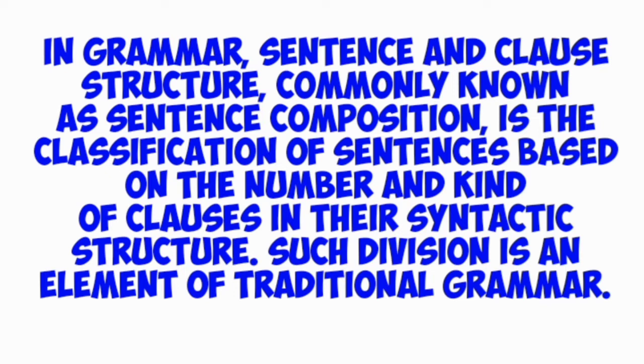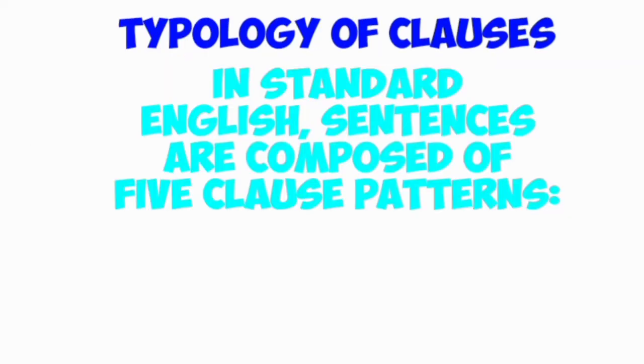So in grammar, sentence and clause structure, commonly known as sentence composition, is the classification of sentences based on the number and kind of clauses in their syntactic structure. Such division is an element of traditional grammar. Typology of clauses: in standard English, sentences are composed of 5 clause patterns.